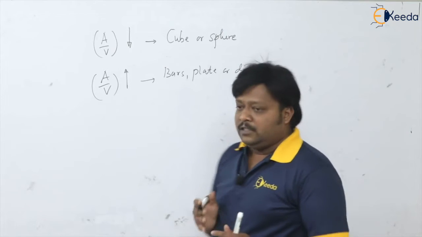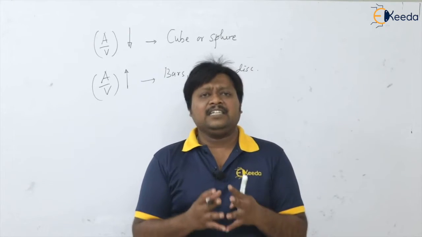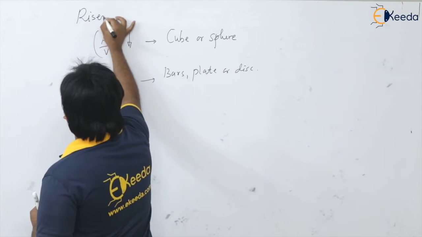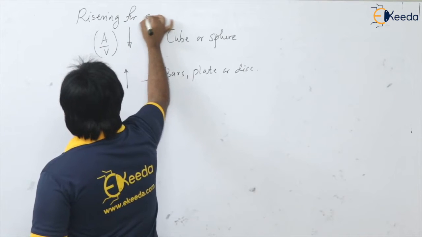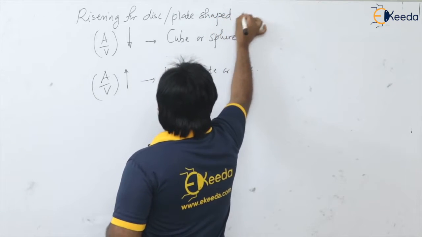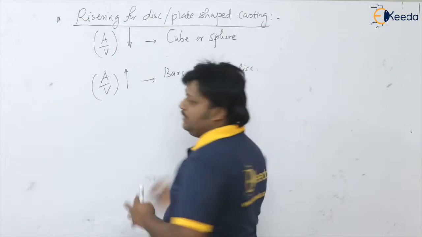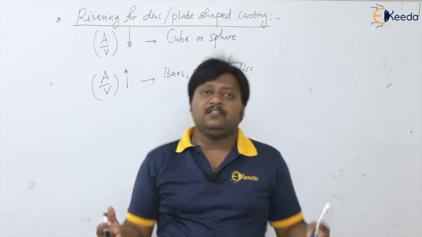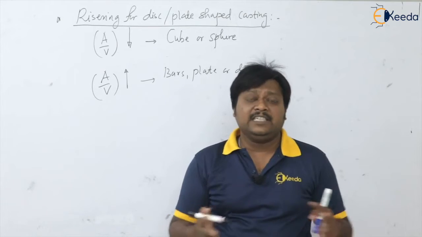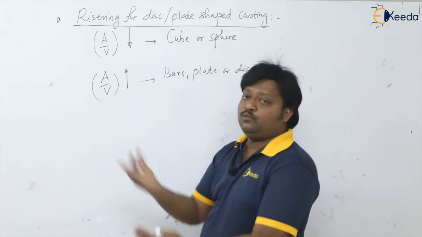So what we are going to see in this topic is the risering for plate or disc shaped castings. We are going to understand in simple words the ability of the riser to feed the molten metal to the various locations in the casting, where the casting is a plate or disc shape and the surface area is quite bigger than the volume of the casting.